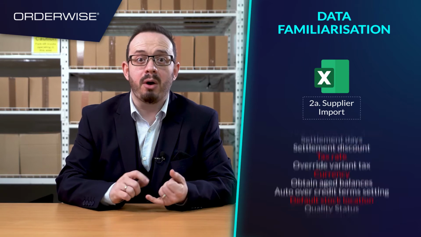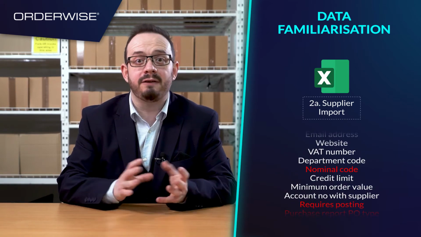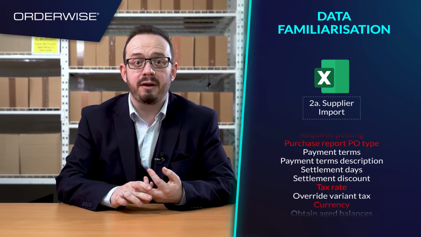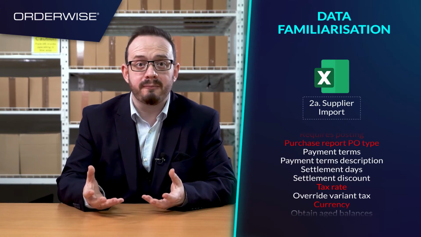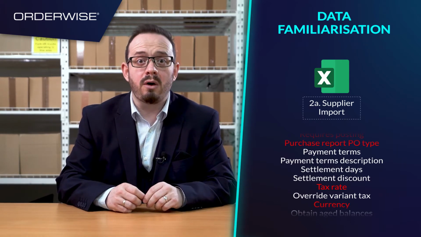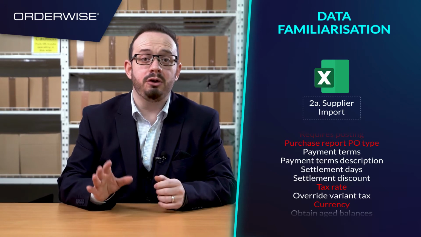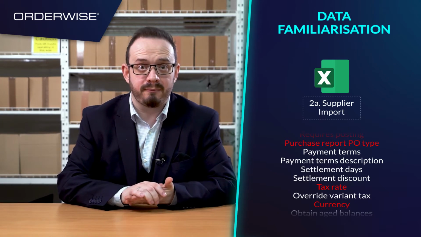You'll be able to set their purchase nominal code if it differs from the standard setting, their applicable tax rate, and payment terms if required. If you're not sure, you're welcome to leave these as the default for now, and your trainer can explain further.